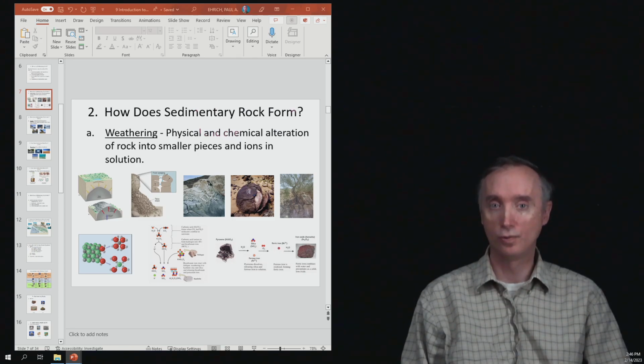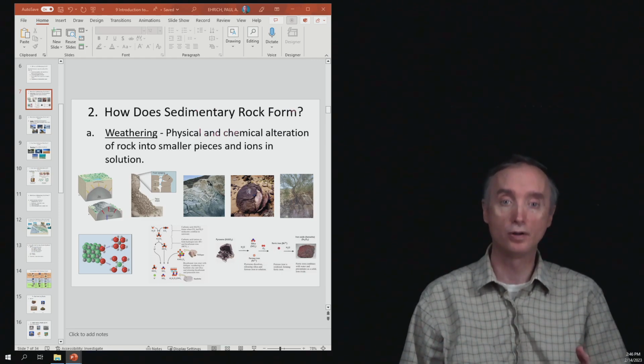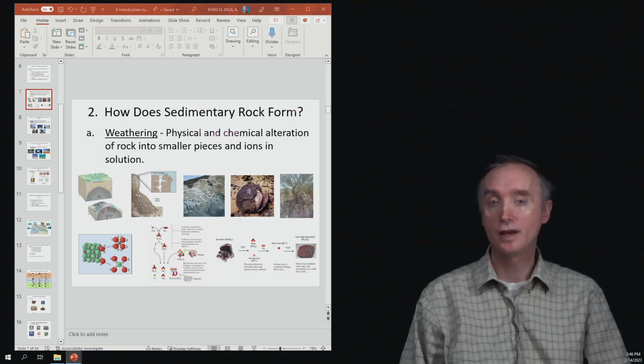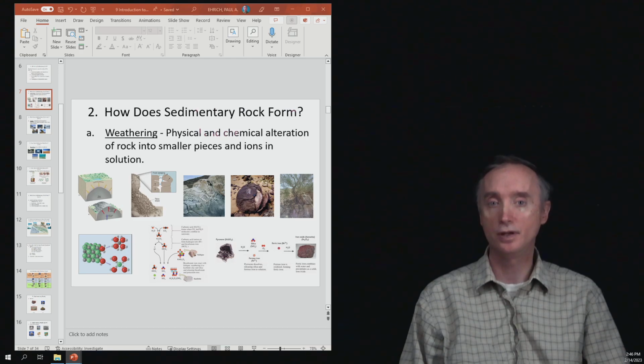In physical weathering, the identity of the rock is not changed. It just means that the rock is broken up into smaller rocks. On the other hand, in chemical weathering, the minerals in the rock are chemically altered, and that normally has the effect of loosening up the rock so it falls apart more.